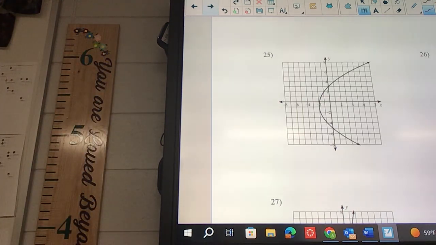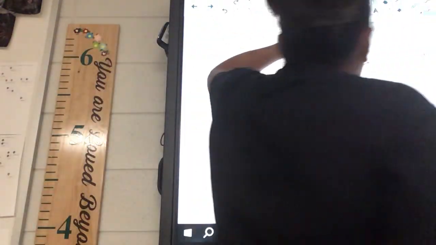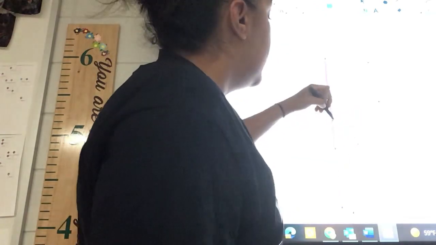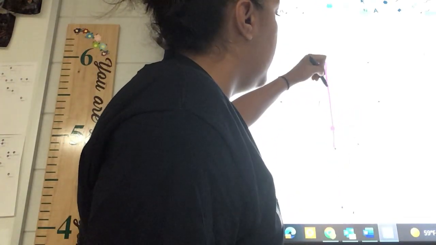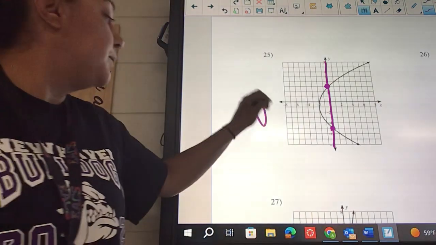Okay, 25. Is this one a function? What's everybody's vote? Is it a function, yes or no? It is not. If I take my pencil and draw a mark, even here at the 0 line, see how it touches right here on the graph and right here? That makes it no, it's not a function.